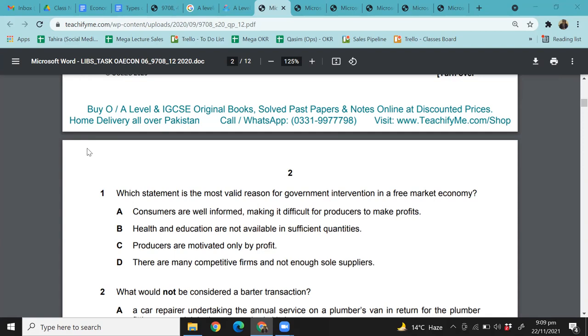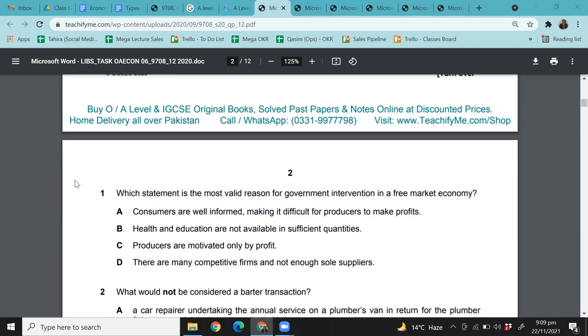So here's the first question. No problem. Which statement is the most valid reason for the government intervention in the market economy? I would want you to read the question, read the options, and then tell me what the answer is. And then we'll see how many of you got it correct, incorrect, and then we'll discuss at the end. So which statement is most valid reason? Right. Khizr is saying B, Zohan is saying C. Okay, that's interesting. What about other students?